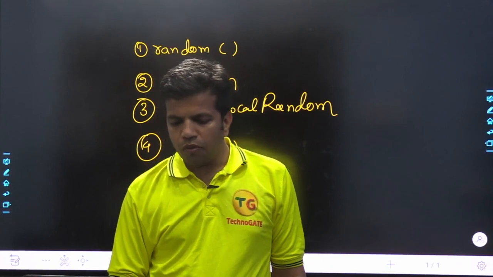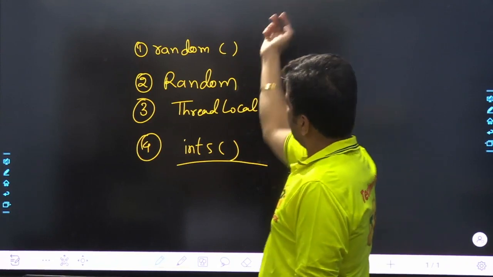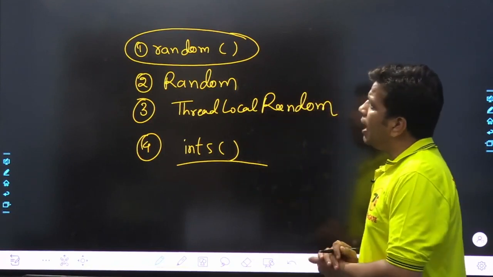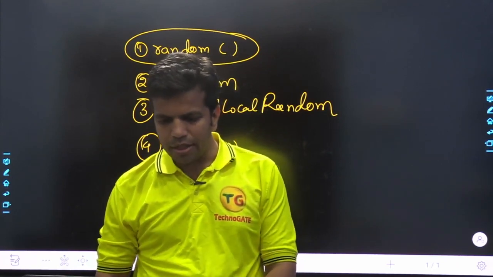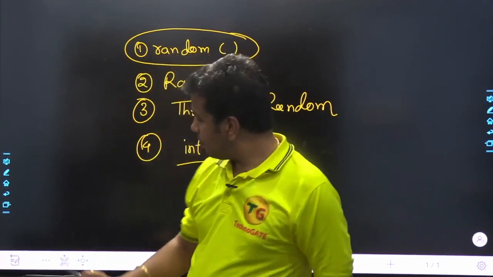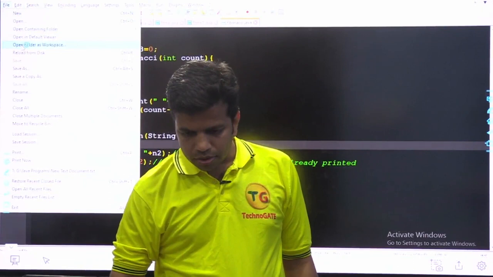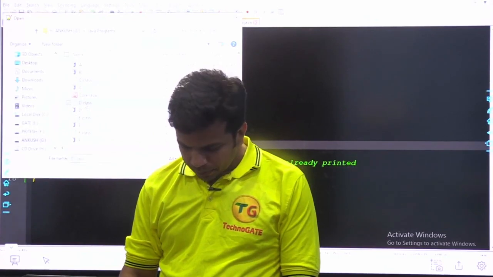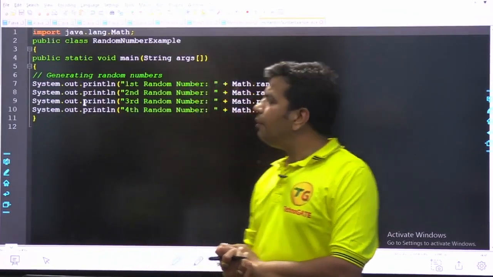Okay, so first of all, we'll see how to generate random numbers using the random method. So how can we do that? Just see here. We'll run one program here. I'm going to open the program. Now, there's one random number example.